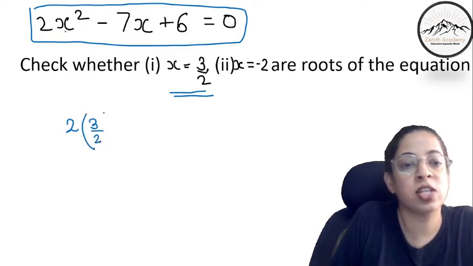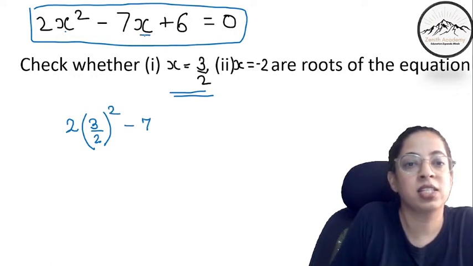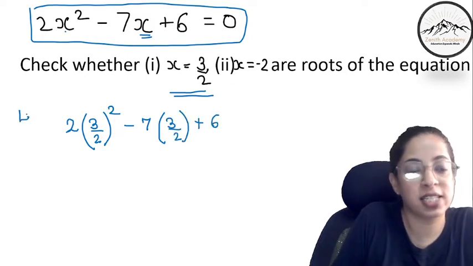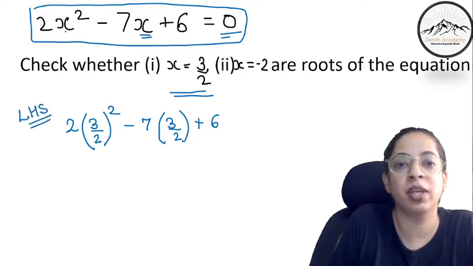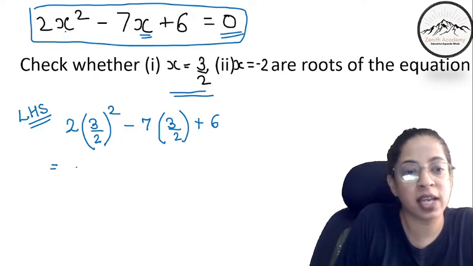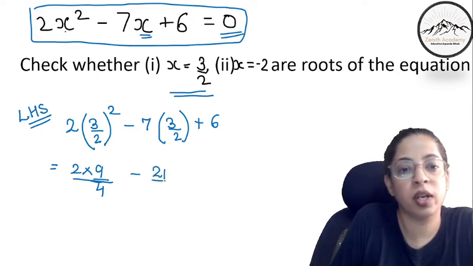So there is x square, so we will write (3 by 2) square. Minus 7, then instead of this x, we will write 3 by 2. Then plus 6. This is the left hand side. So let's first solve the left hand side and see whether it is coming equal to 0 or not. So this left hand side becomes 2, in 3 square is 9 and 2 square is 4. This is fully multiplied. Minus 7 3s are 21 divided by 2 and this is 6.